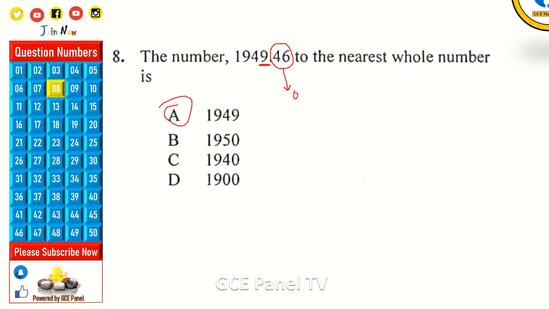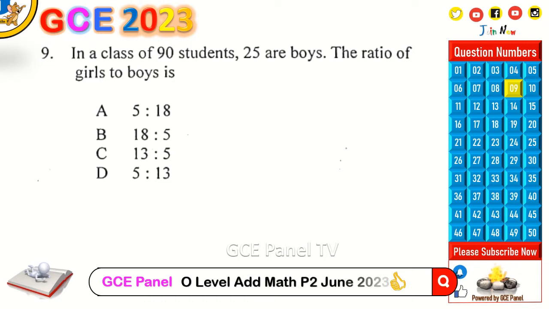Question number 9. In a class of 90 students, 25 are boys. The ratio of girls to boys is... So in this class of 90 students, 25 are boys. So how many will be girls? 90 minus 25, what would that give us? That should give us 65, right? 65 girls. The ratio they want here is girls to boys, not boys to girls. So we start with the girls. 65 is to 25. Okay?